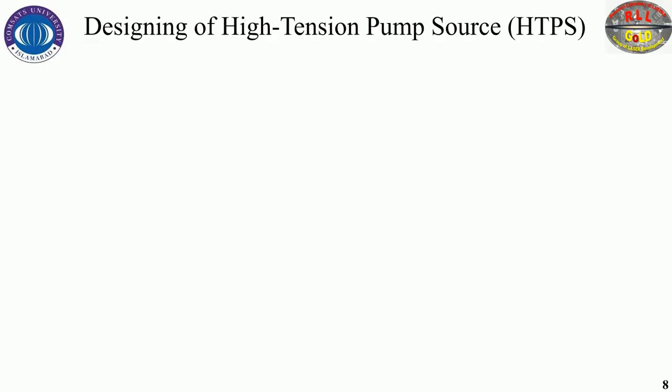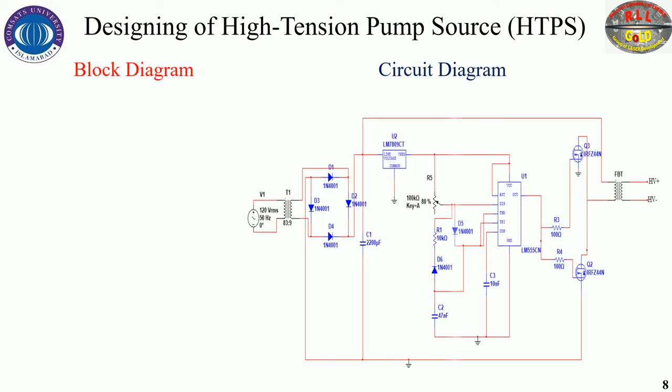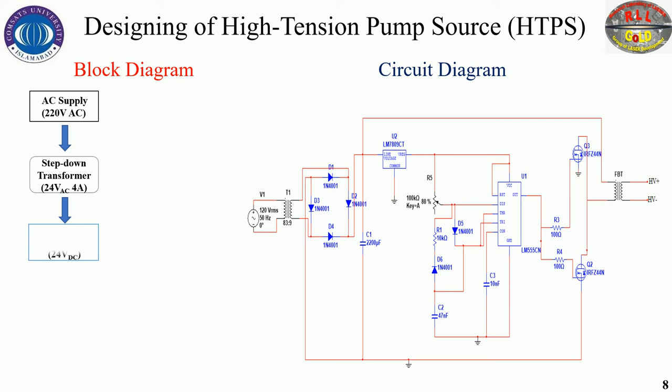Designing of high tension pump source. To design a high tension pump source to create a population inversion in the active medium, this is the circuit diagram of our high tension pump source. In this, first we take an AC supply of 220 volt AC. Then we use a step down transformer to get 24 volt AC with 4 ampere current. Then we use a bridge rectifier to get 24 volt DC.